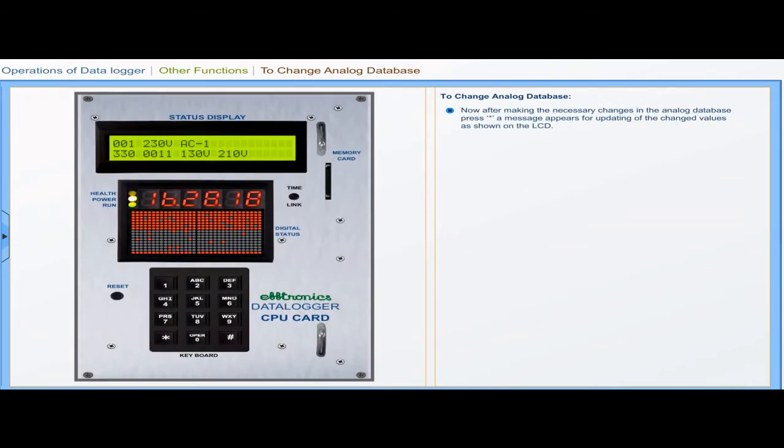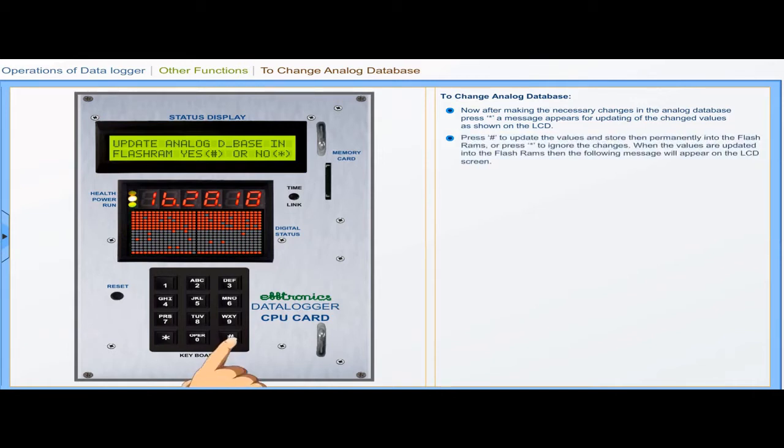Now, after making the necessary changes in the analog database, press star. A message appears for updating of the changed values as shown on the LCD. Press hash to update the values and store them permanently into the flash RAMs, or press star to ignore the changes. When the values are updated into the flash RAMs, then the following message will appear on the LCD screen.